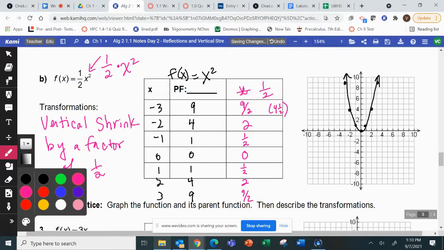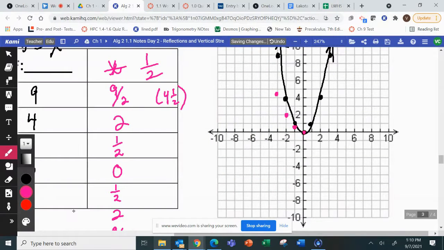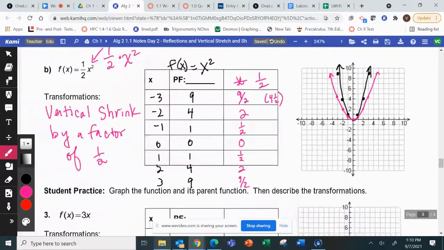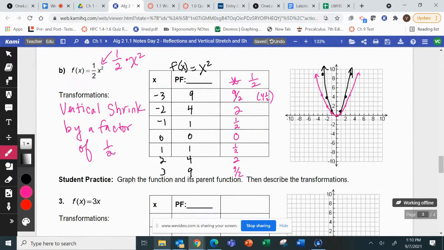So now my ordered pairs I'm going to graph when I graph the new function are -3, 4.5, -2, 2, -1, 0.5, 0, 0, 1, 0.5, 2, 2, 3, 4.5. So this one was a vertical shrink, so you can see that it's not as wide. It opened up a little bit.